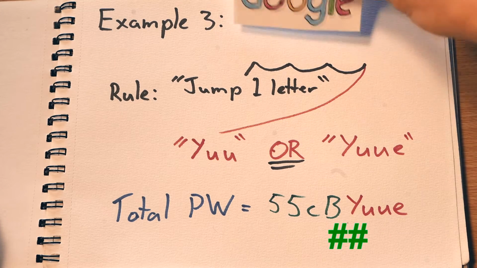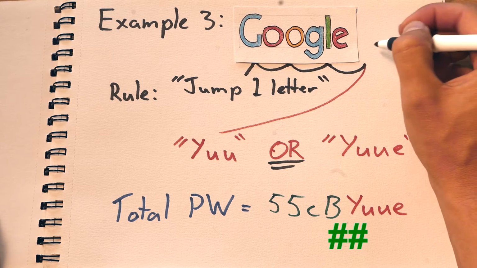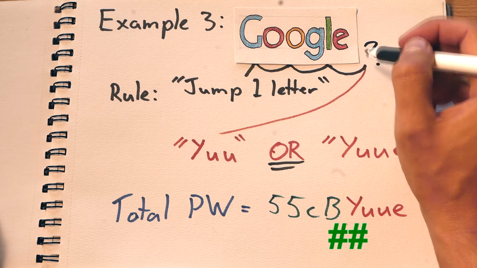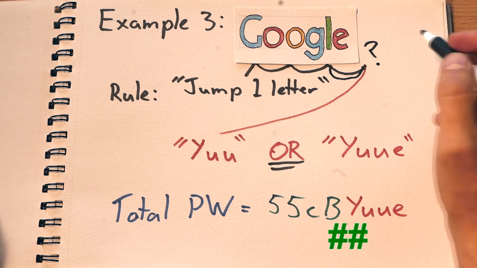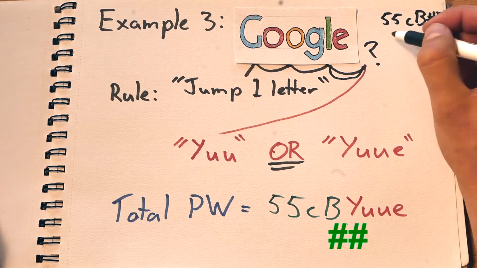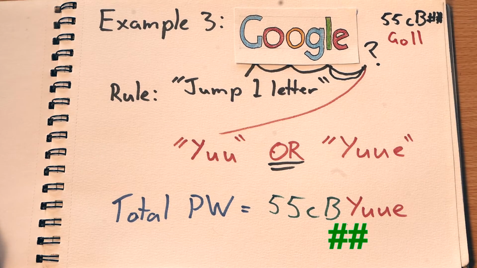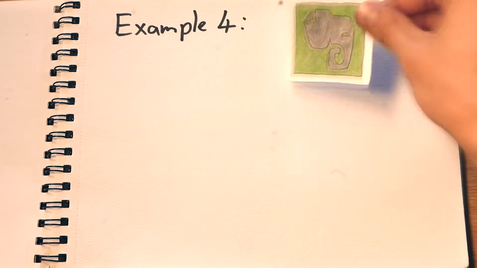Now, you might be able to think of a problem with that. What if you applied that to Google, which would be GOL, and then what? You get to E, and then there's no letter after. So you have to think of a contingency. In this case, I would just go backwards. So if you get to the end, then you go backwards. So the variable part would be GOLL. And the total password would be 55CB hash hash GOLL. That's a pretty good password, right?